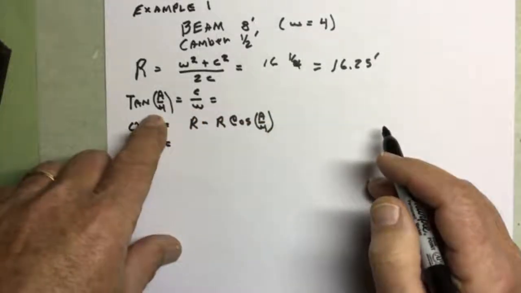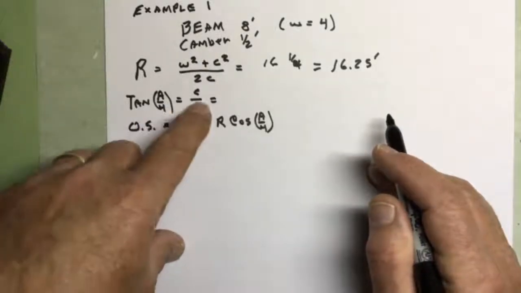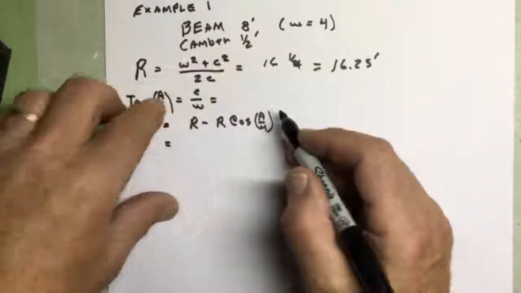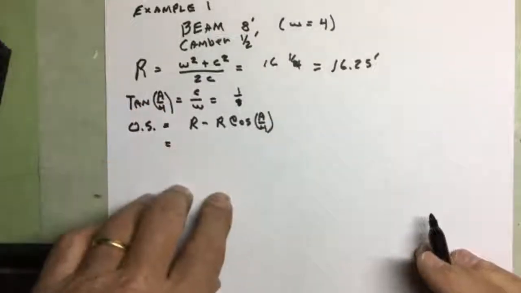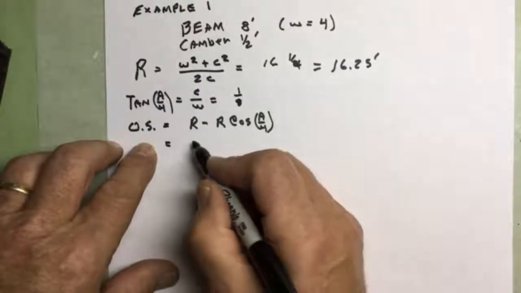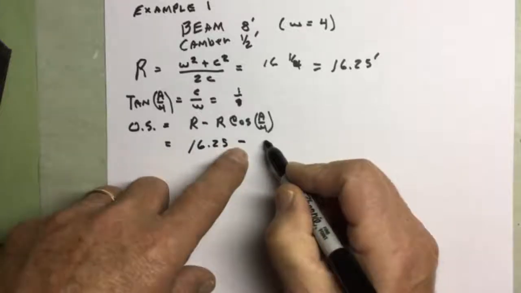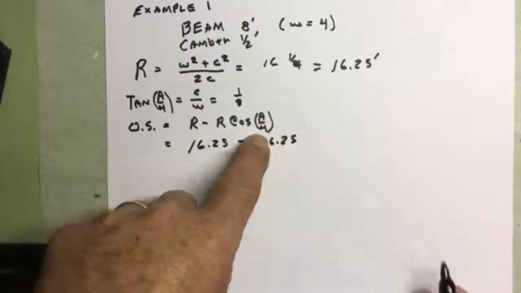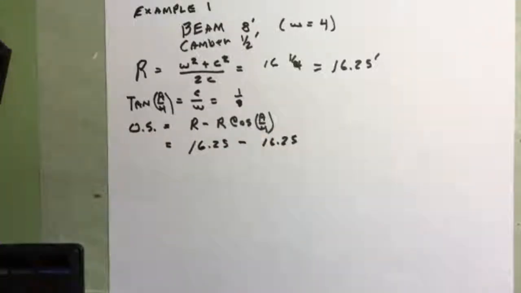The tangent of our arc angle divided by 4 is C over W. That'd be 1/2 divided by 4, that equals 1/8. So now our offset will be our radius 16.25 minus 16.25 times the cosine of our quarter angle. Let's calculate out what that quarter angle is and the cosine.